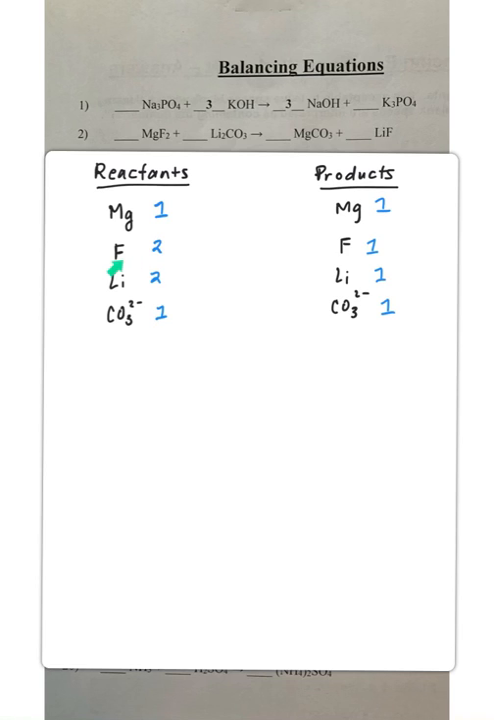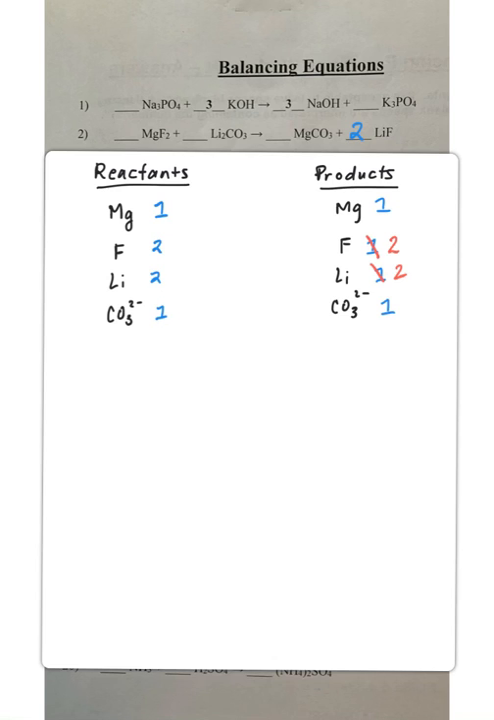Our job is going to be balancing the fluorine atoms and the lithium atoms in this reaction. We have 2 fluorines on the left-hand side, but only 1 on the right-hand side. Maybe my first approach will be to place a coefficient of 2 in front of the formula that contains fluoride on the right-hand side of my chemical reaction. This changes the count immediately for everything in that chemical formula. It changes the number of fluorines to 2 and the number of lithium atoms to 2. And just like that, we have balanced our chemical reaction.